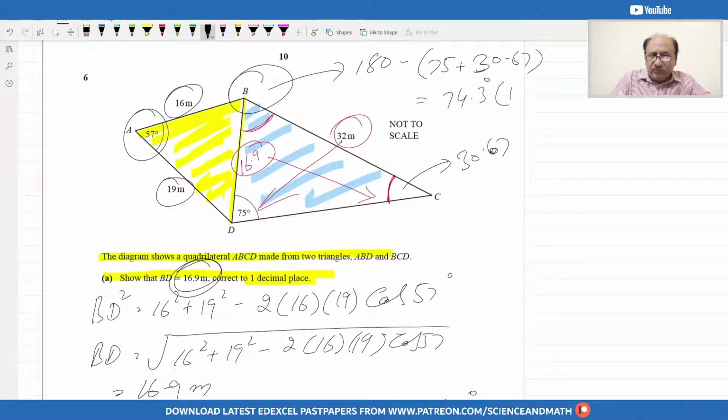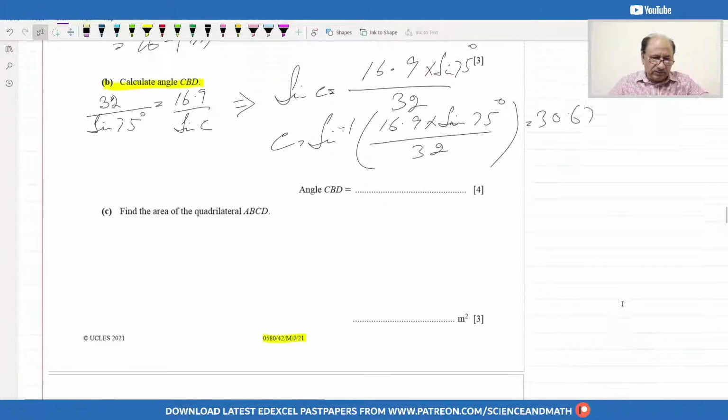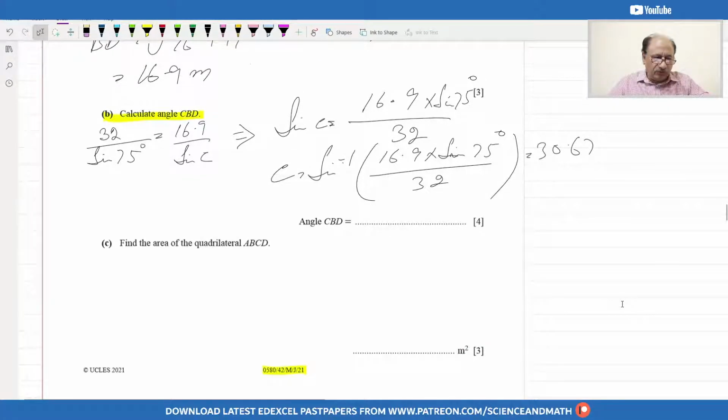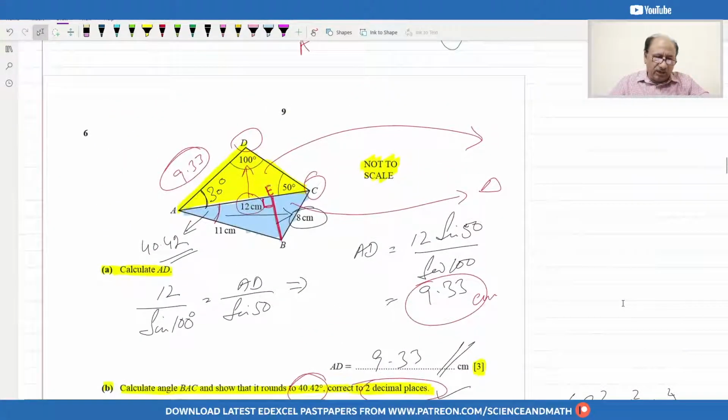74.3 degrees, this will be up to 1 dp. We have provided one decimal place, and this is done. We found basically the B part, and the C part is to find the area of the quadrilateral. For the area of the quadrilateral, this is basically similar to the question which we have done over here.